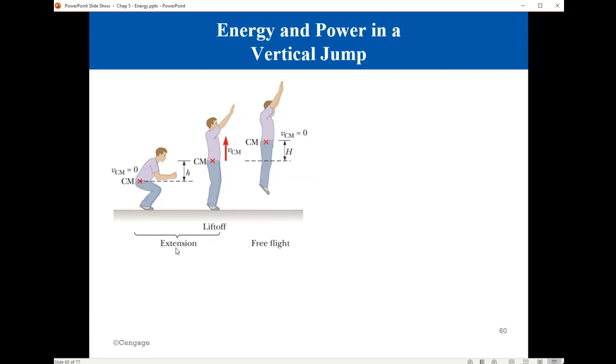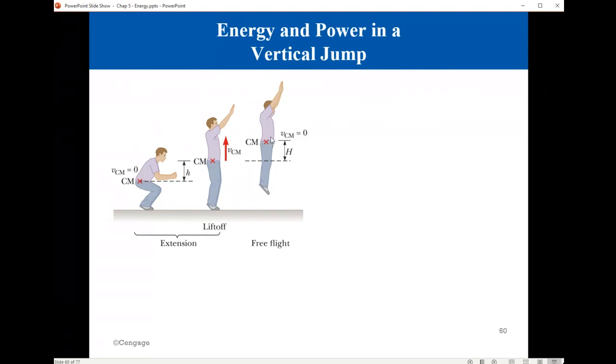The last part of this chapter is about energy and power in a vertical jump. This is just an example. So here, imagine this situation. The center of mass is the point where we can treat as if the whole mass is located at that point. So here, before the jump, the velocity of the center of mass is 0. As this guy jumps, starting moving, so the center of mass moves up. At maximum height, the velocity of the center of mass is 0.